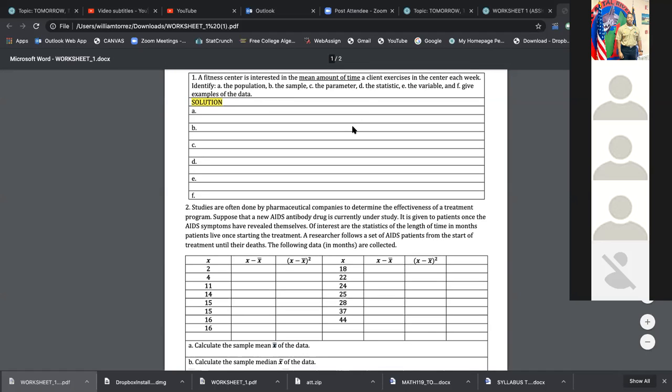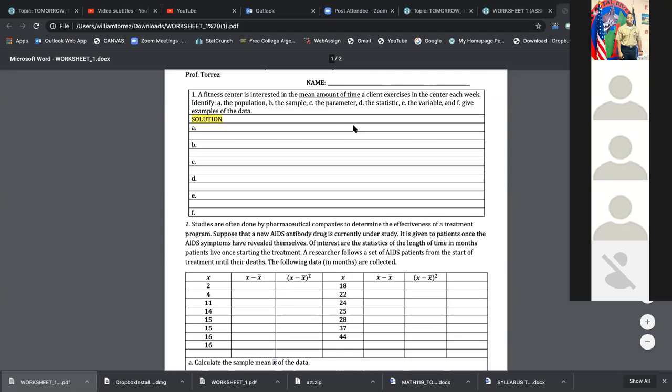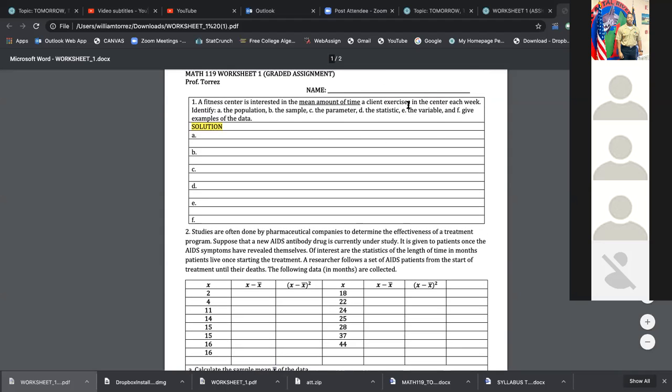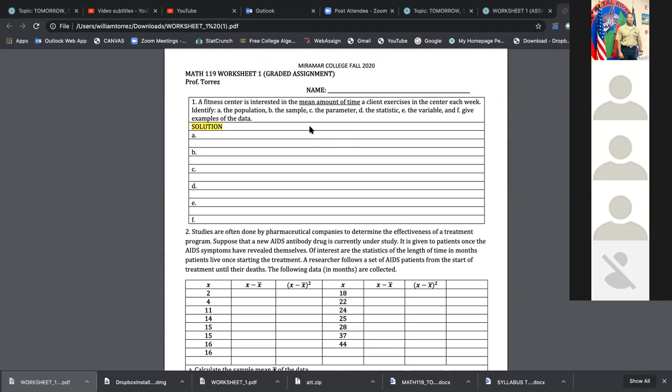Okay. Any questions about this problem here? Now, this is the worksheet that you're working on now, although you don't have your textbook yet. But I think the discussion we just had here gives you a good idea of what we're talking about. And this will get clarified and amplified when you go ahead and open up your textbook and read about sampling in chapter 1. Okay. Any questions about number 1?